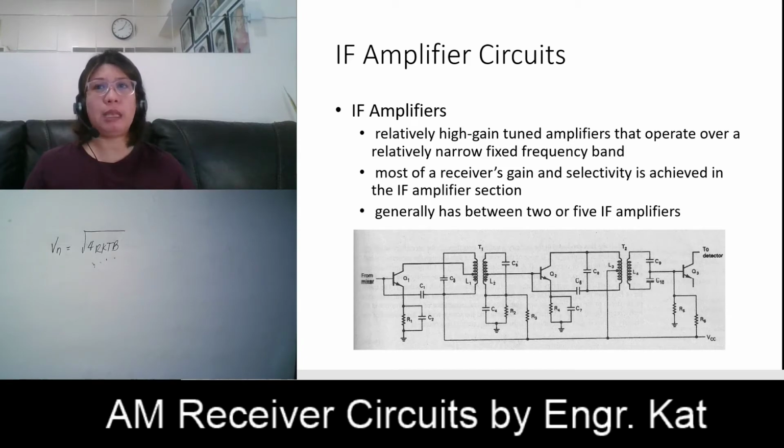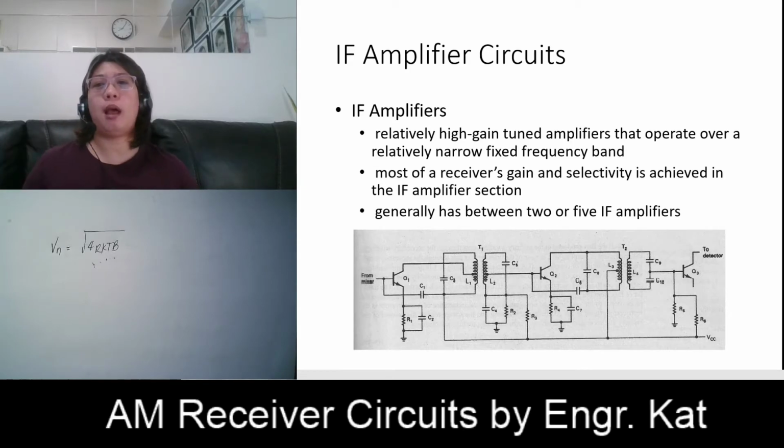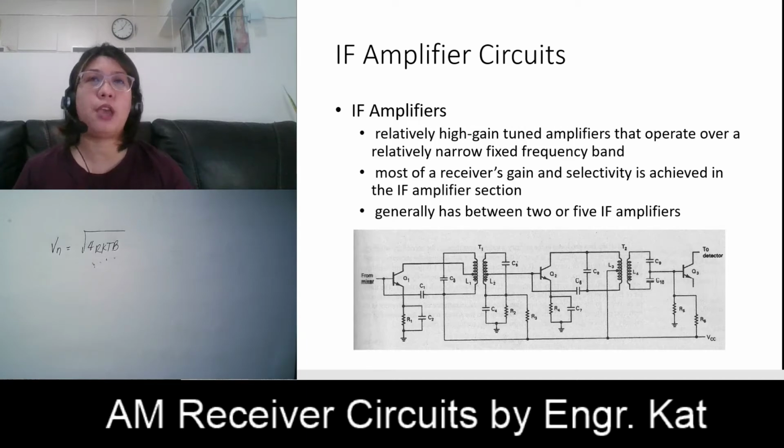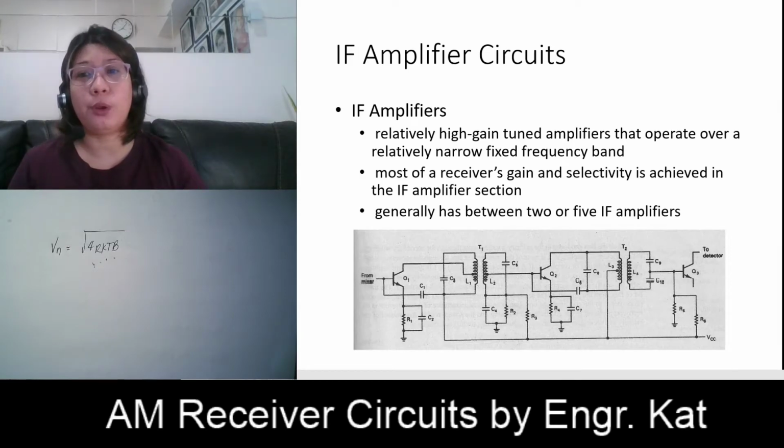Okay, so we are expecting a wider bandwidth in the RF amplifier circuit stage compared with the IF amplifier stage. Most of the receiver's gain and selectivity is achieved in the IF amplifier section. So it is easier to design and build IF amplifiers that are stable, and they do not usually radiate and are not easily neutralized. It is easier to build a stable amplifier at a lower frequency compared with higher frequencies.